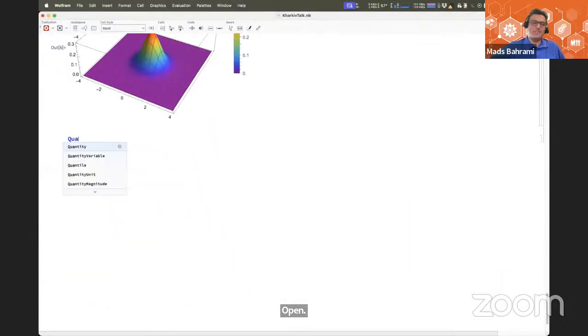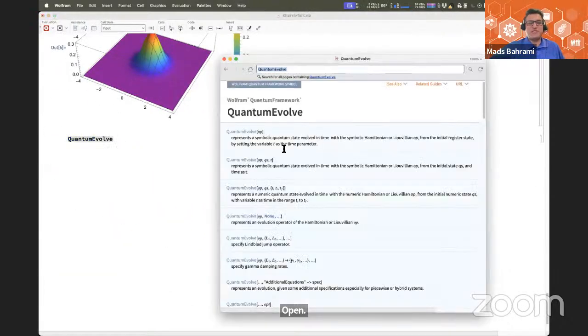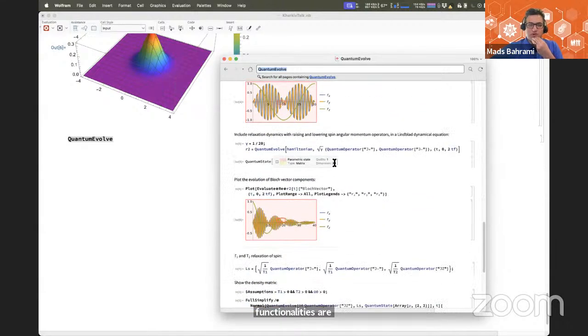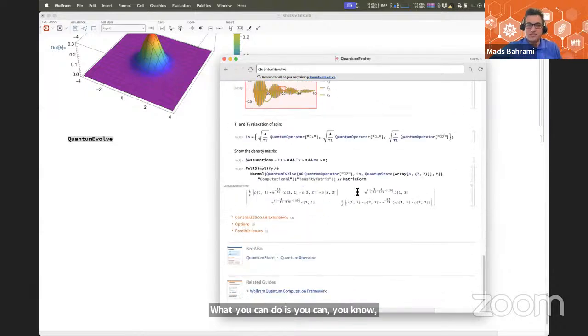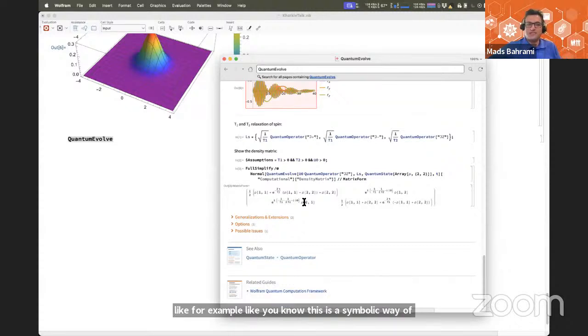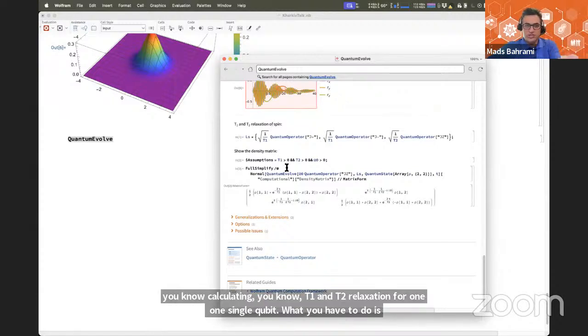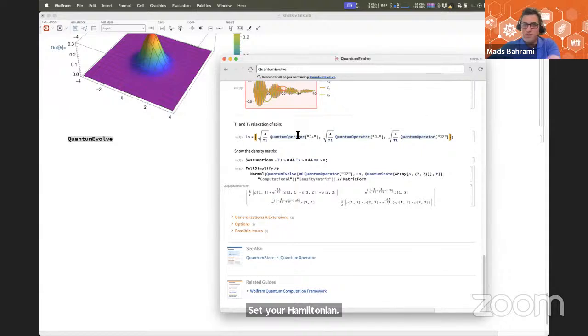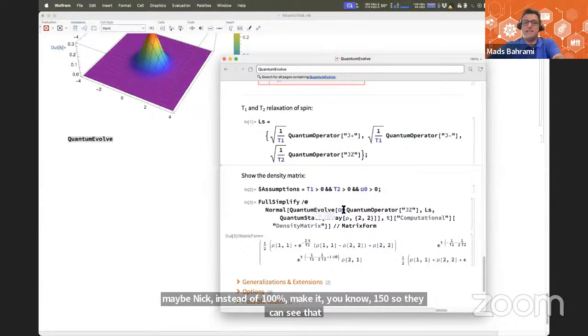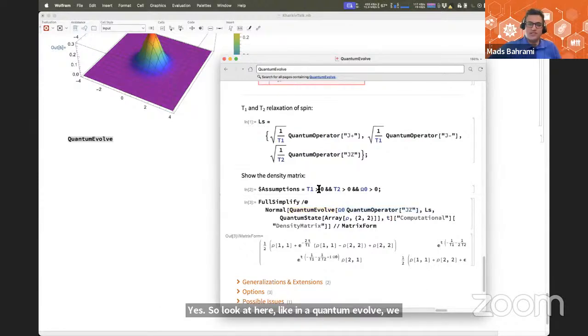Some of our functionalities are big functionalities, QuantumEvolve is one of them. These are some examples that you see here. For example, this is a symbolic way of calculating T1 and T2 relaxation for one single qubit. What you have to do is set your Hamiltonian. Here, or maybe Nick, instead of 100%, make it 150, so they can see that. Yes. So look here, QuantumEvolve. We are saying that the Hamiltonian is basically JZ.